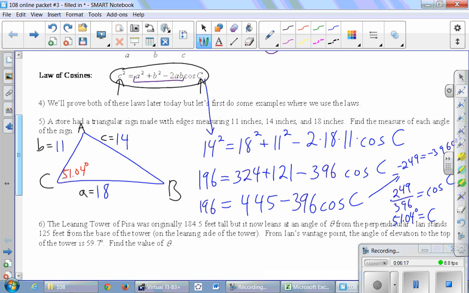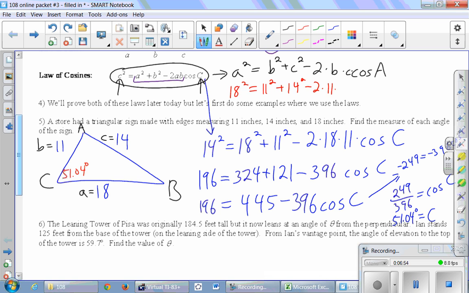So for example, this equation we could rewrite as a squared equals, and then a bunch of stuff, and eventually cosine of capital A. I know the first letter I write has to be the same as the last letter, and then the other two letters are the ones that go in the blanks here. So this one could be b squared plus c squared minus 2 times b times c times cosine of A. If we write that equation and start plugging in, we go 18 squared equals 11 squared plus 14 squared minus 2 times 11 times 14 times cosine of the unknown angle A.